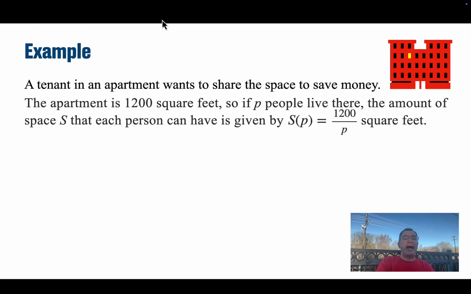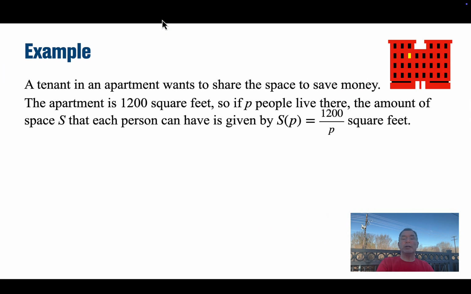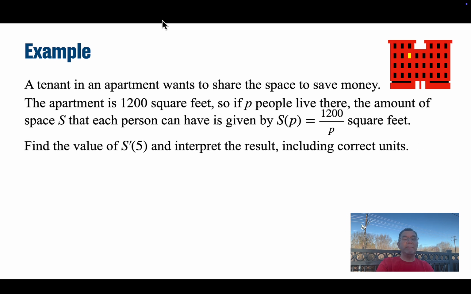All right, we have a tenant in an apartment who wants to share the space to save money. The apartment is 1,200 square feet. So if P people live there, then the amount of space S that each person can have is given by S(P) equals 1,200 over P square feet. Find the value of S prime of 5 and interpret the result, including correct units.